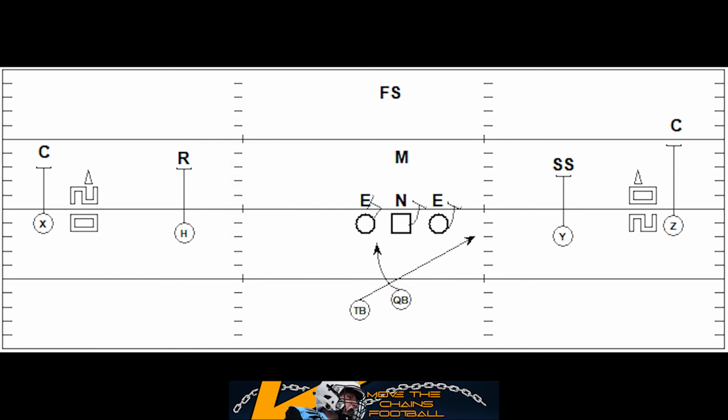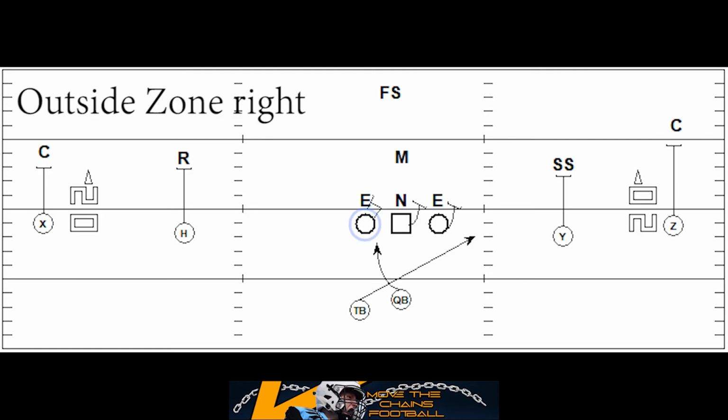You could get a similar outcome if you ran outside zone right, but got the backside tackle to lock onto the defensive end, which would allow you to read the second level inside linebacker. This is what the Miami Dolphins did.